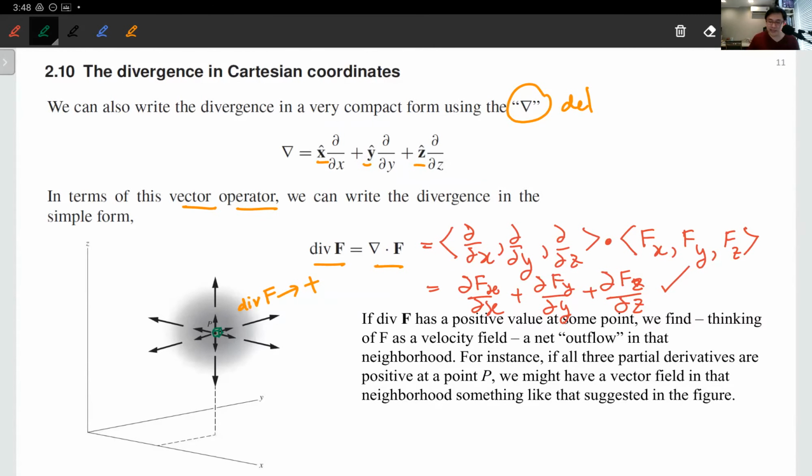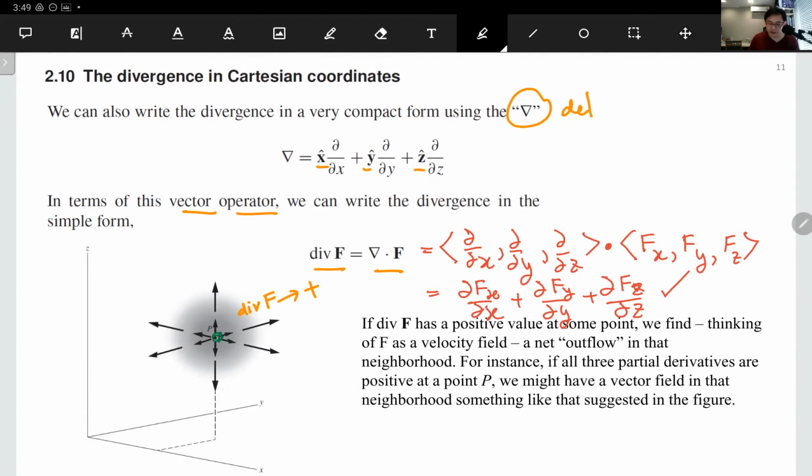So that's why this is a conclusion, the paragraph that concludes today's lecture right here. If divergence has a positive value at some point, so here they lead you to think like a velocity field or something, yeah. So there is a net outflow in that neighborhood, somewhere around there. Okay, cool. All right, that is it for today's lecture.